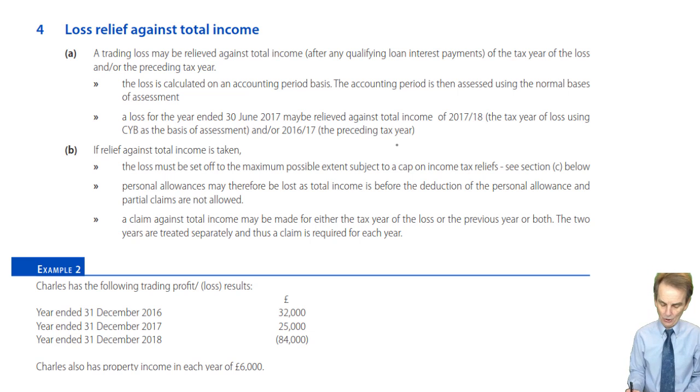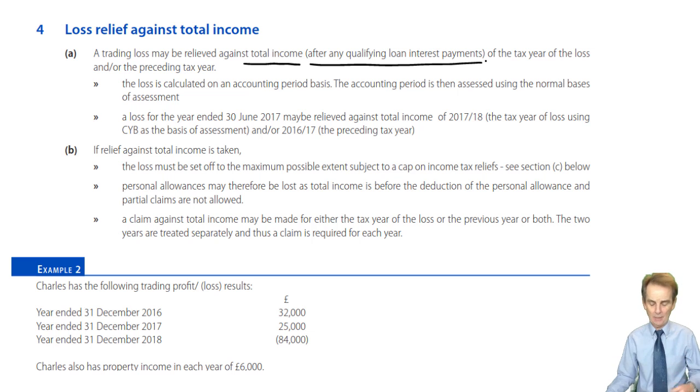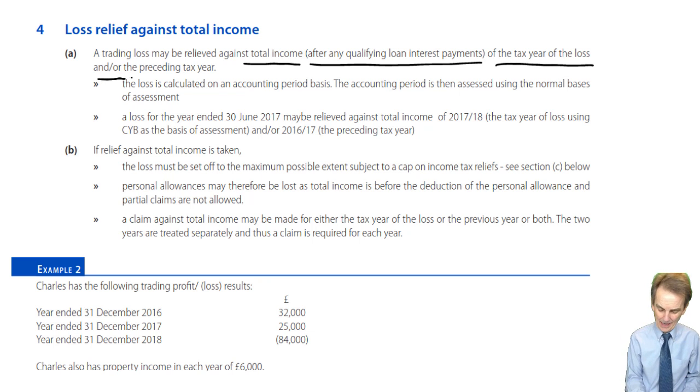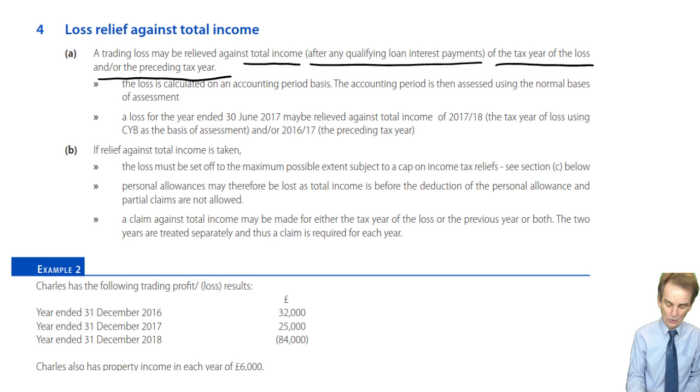So what do we know about this? Trading loss may be relieved against total income. That, if there are any, would be after the deduction of the qualifying loan interest payments. They take precedence of the tax year of the loss and or the preceding tax year. Now, let's just have an illustration to see what we're talking about here.